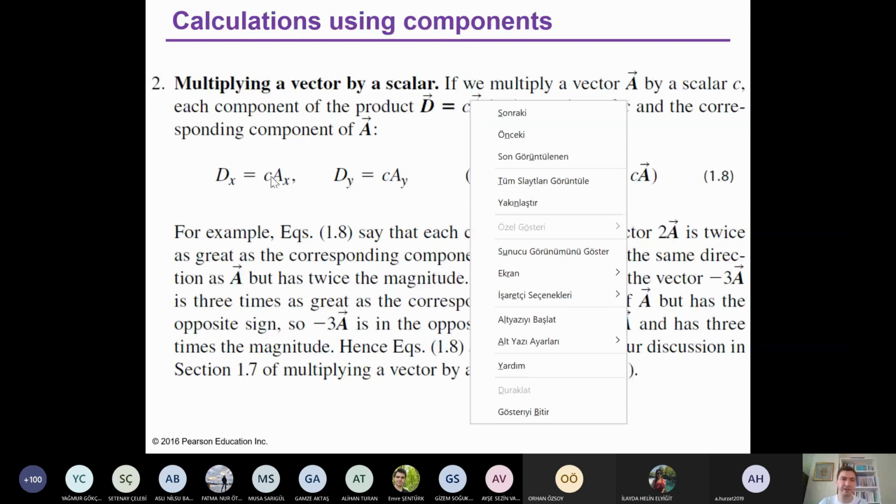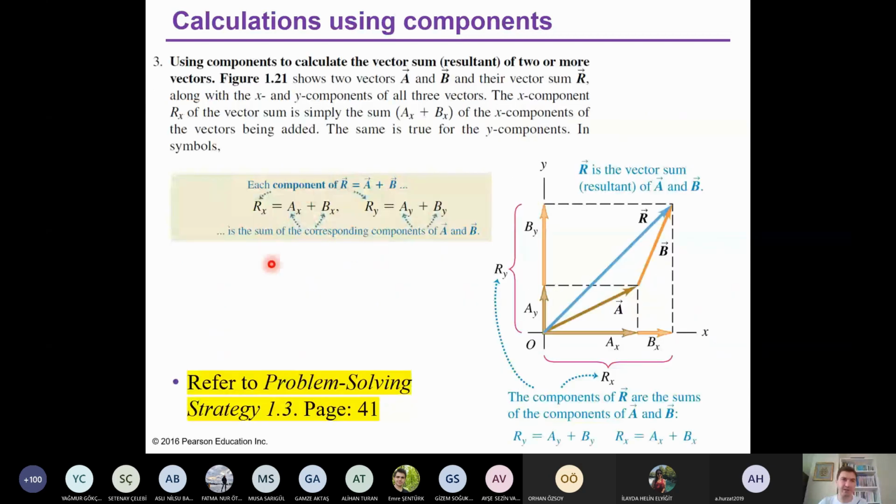Now let me discuss the last one, the third one: using components to calculate the vector sum, or resultant, of two or more vectors. So what I mean, here there is the x-axis and here there is the y-axis, okay? And I have two vectors. One is the a vector here. Can you see it? The a vector here, and then the b vector here. So what is the resultant vector? We have learned during the last lecture that we can add these two vectors graphically by using the head-to-tail method, head of A and tail of B. By using the head-to-tail method, I can get the R vector, the resultant vector, right?